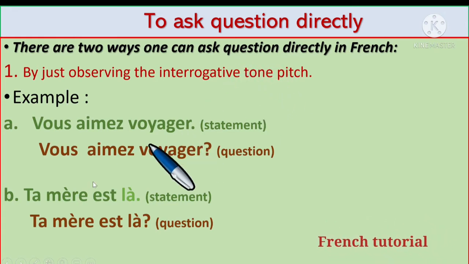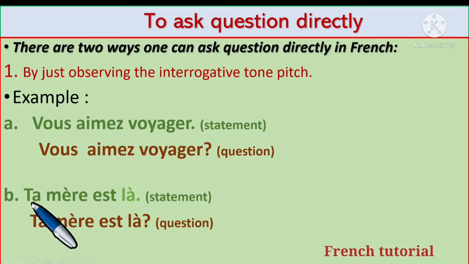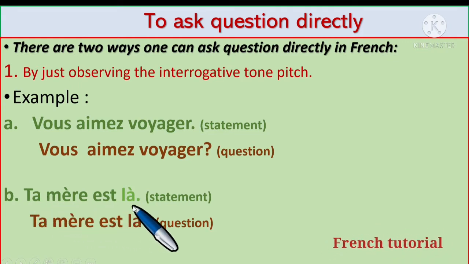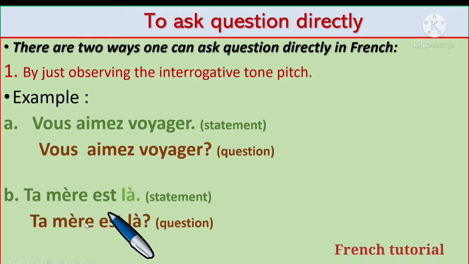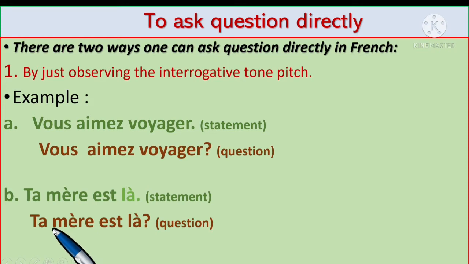Let's look at the second example. Ta mère est là. I'm telling you that your mother is there. Ta mère est là. So now let me ask it as a question. Ta mère est là? Can you repeat that? Ta mère est là? Très bien. Vous aimez voyager? Très bien. You're trying already. So that's the first way we can ask questions.